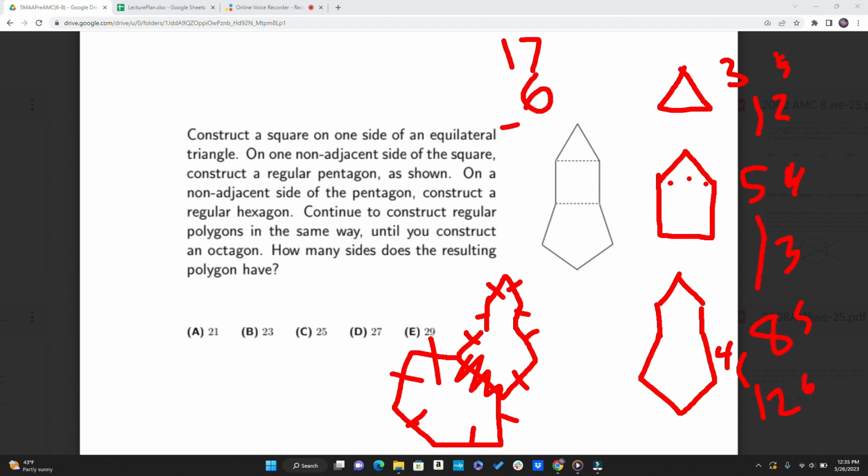17 plus 6, 23. See, and the reason we were able to find it out without drawing it, because that would be horrible to draw, would be because we found a pattern, right? So looking for patterns not only in 3, 5, and 8, but also in how they change. So they change by 2, then 3, then 4. That's a clearer pattern than 3, 5, 8. Okay.